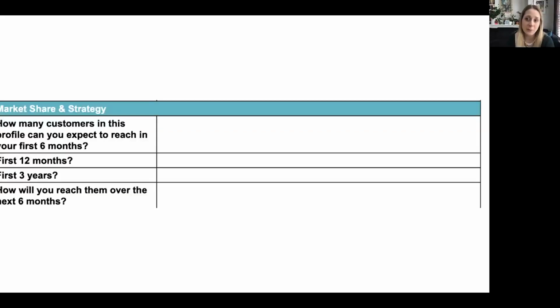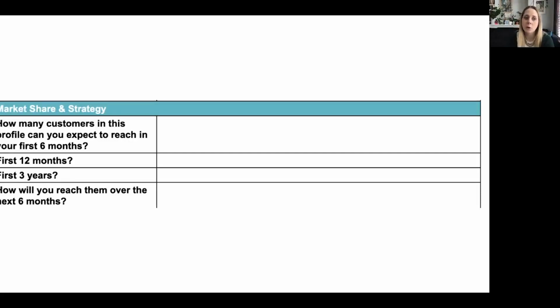And then we want to talk a little bit about the market share and the strategy. How many customers in this profile can you expect to reach in your first 6 months? When we look at longtime yogis, a lot of them are probably pretty brand loyal. So we're not going to get 100% of them in the first 6 months. We might get 2 to 3%, 4 to 5%, maybe 10% of our geographic location. Probably not online location, but geographic maybe.